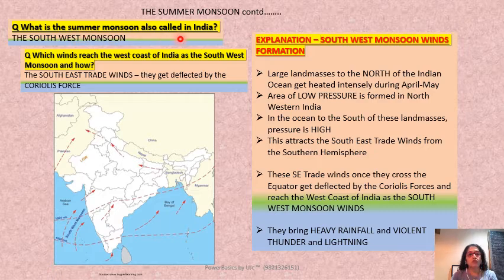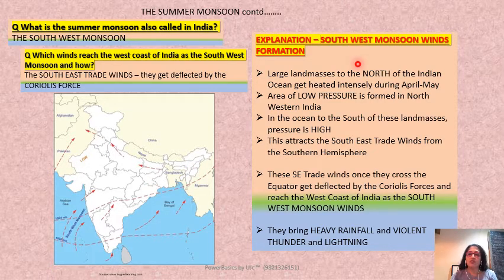What is the summer monsoon also called in India? It's called the southwest monsoon. Which winds reach the west coast of India as the southwest monsoons and how? The southeast trade winds get deflected by the Coriolis force. What is that? The rotation of the earth over its axis. We read it last year. It deflects winds and ocean currents, right? So the southeast trade winds are here. They get deflected by the earth's movement. You would think a wind would blow straight, but it is getting deflected because the earth is turning on its axis.